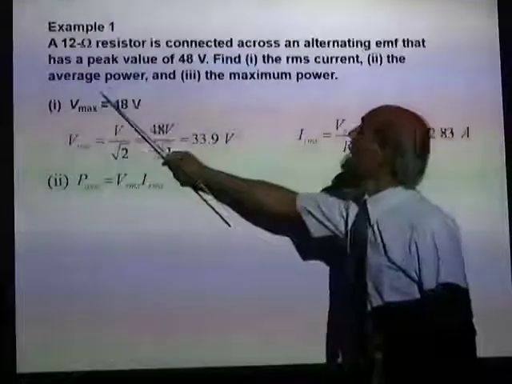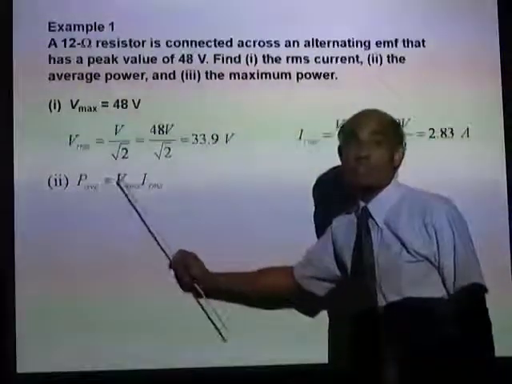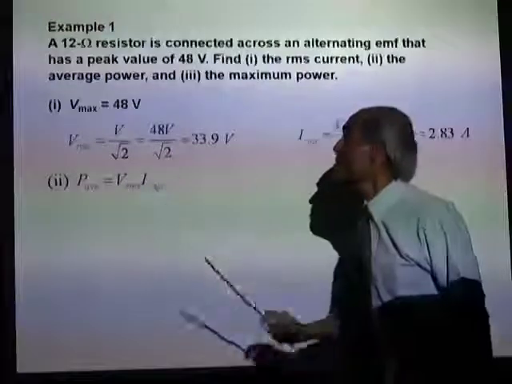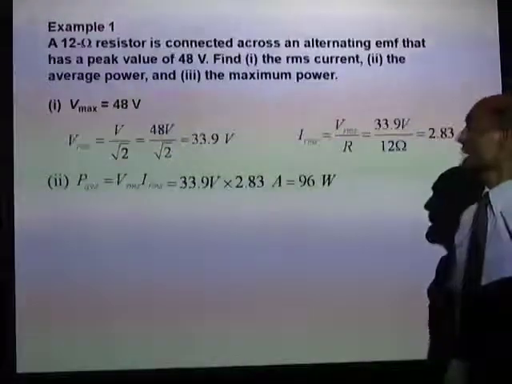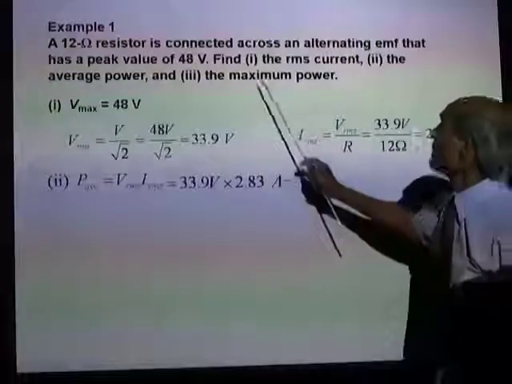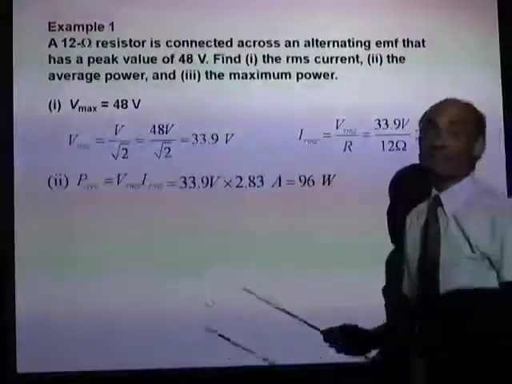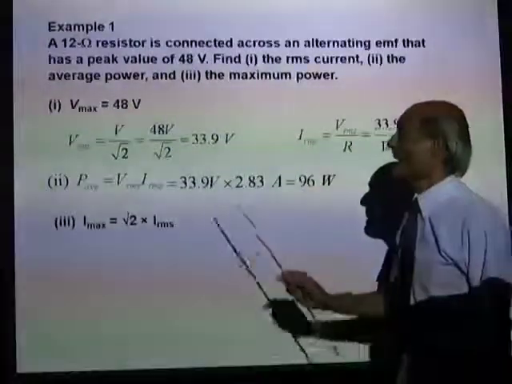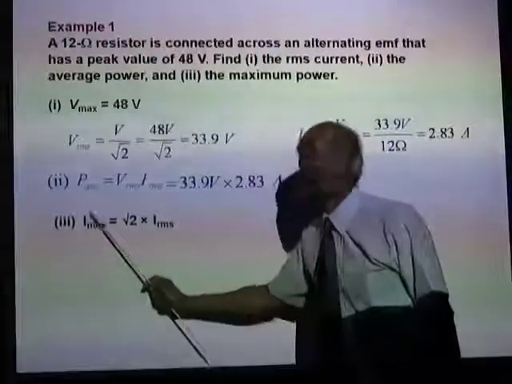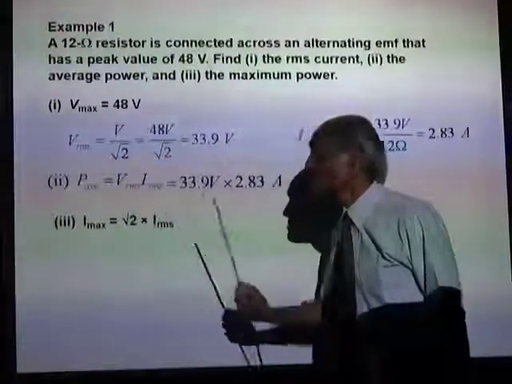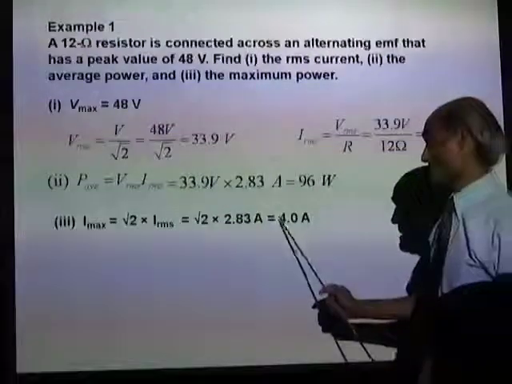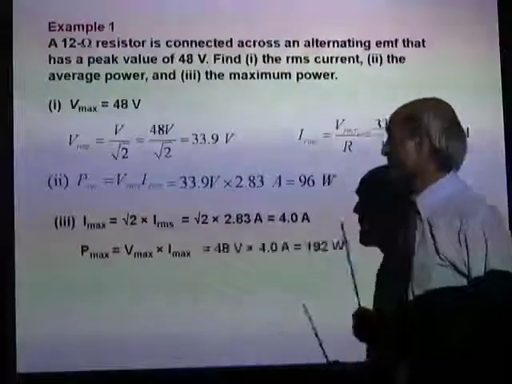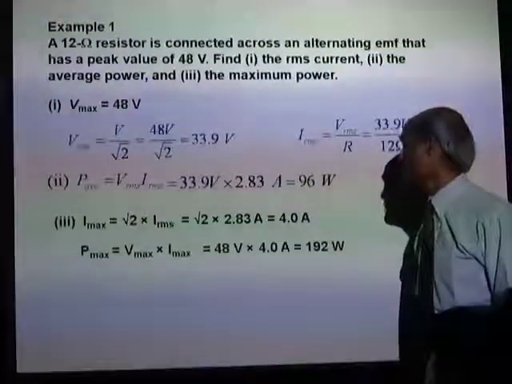We need to find the average power. The average power is the product of Vrms and Irms, and we know both these values, and that gives you the average power as 96 watt. What is the maximum power? The maximum power will be the product of Vmax and Imax. Imax is square root 2 times Irms, and that will be 4 ampere. Therefore, maximum power is Vmax times Imax, that is 192 watts.